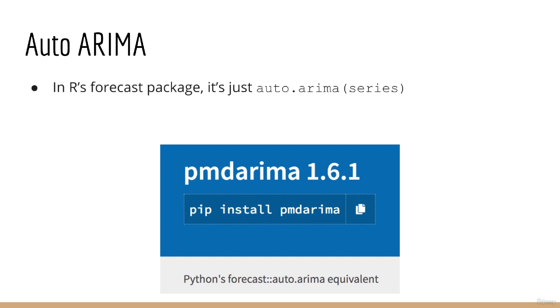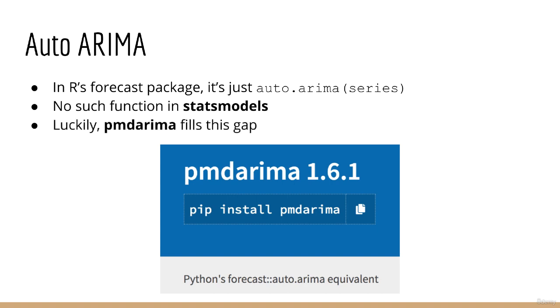In the R language, for example, you can simply call a function called auto.arima and pass in your time series, which is very nice. In statsmodels, there exists no such function. However, there is a package called pmdarima, which uses statsmodels under the hood that does implement the auto-ARIMA function. So basically, we have the power of auto-ARIMA at our fingertips. We just need to install a different library, which luckily still uses statsmodels under the hood.